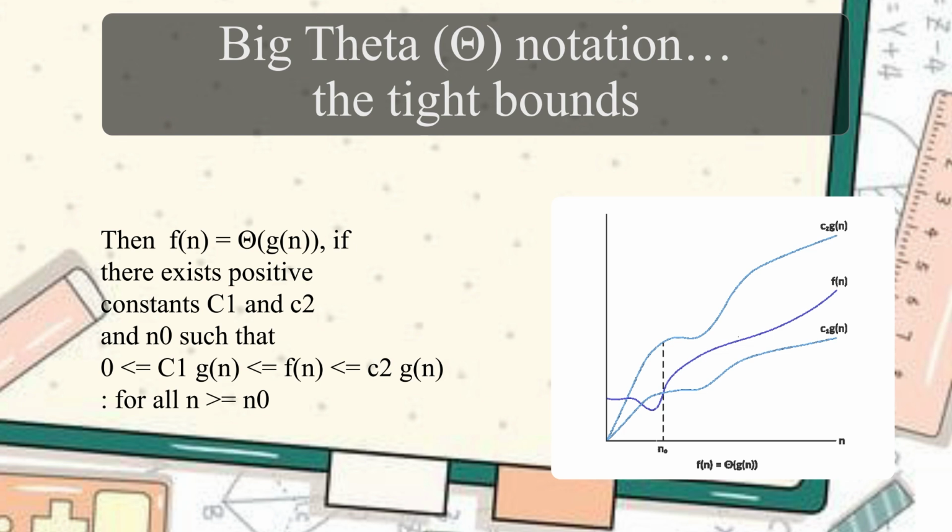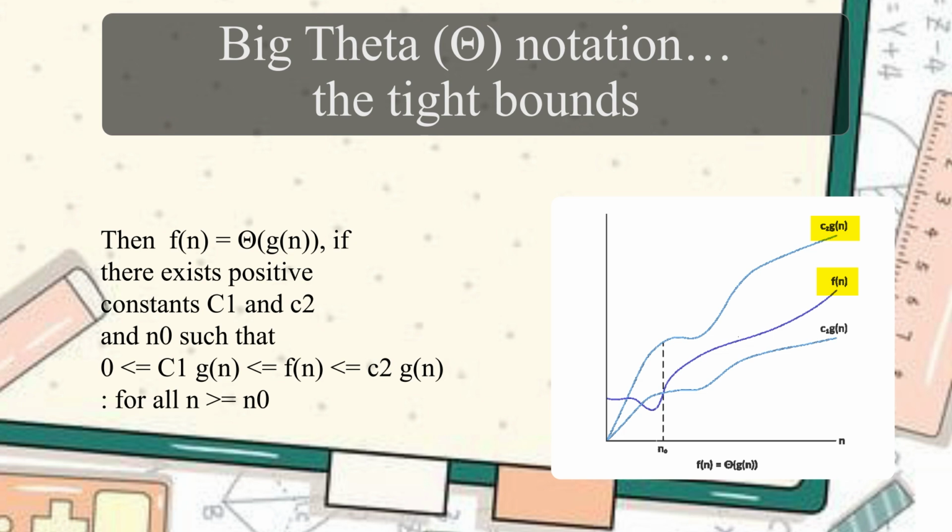If there exist positive real numbers C1 and C2 and n0 such that 0 is less than or equal to C1 Gn, which is less than Fn, which is once again less than C2 Gn for all values of n greater than or equal to n0. Once again you can see in the graph that the value of Fn is in between the C2 Gn, and in the second case it is C2 Gn. So it is sandwiched between the two.